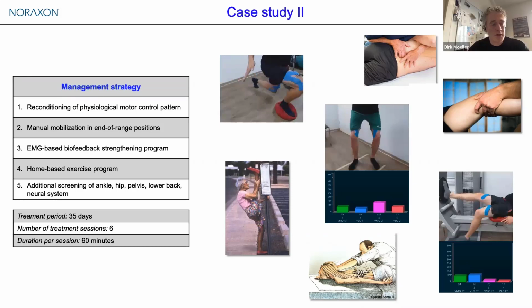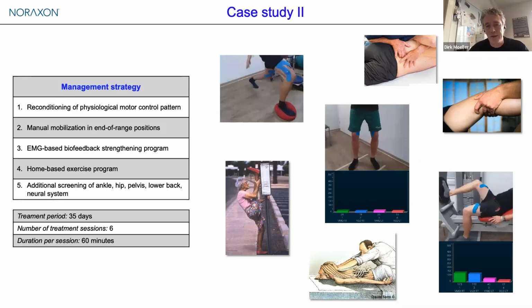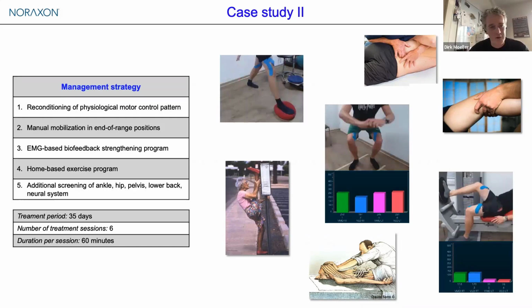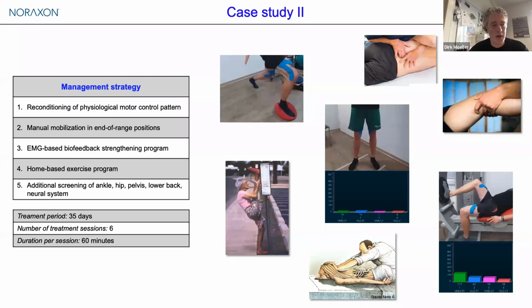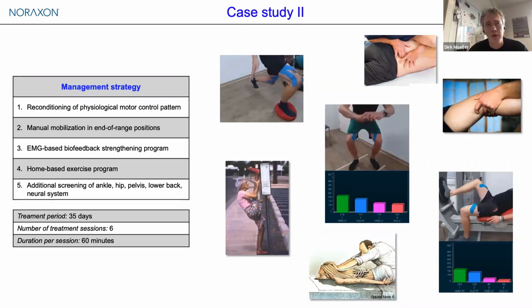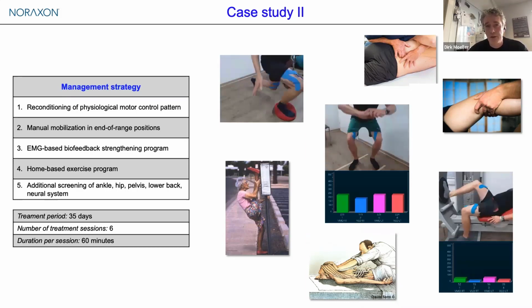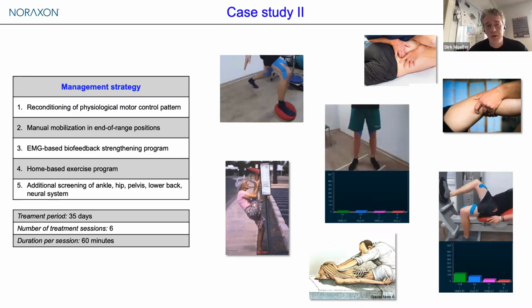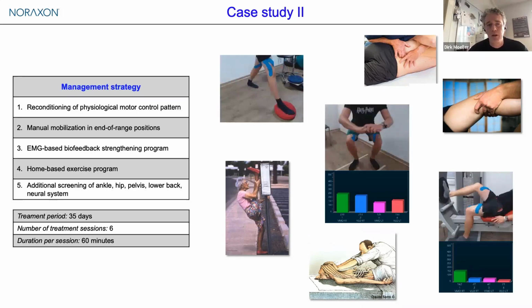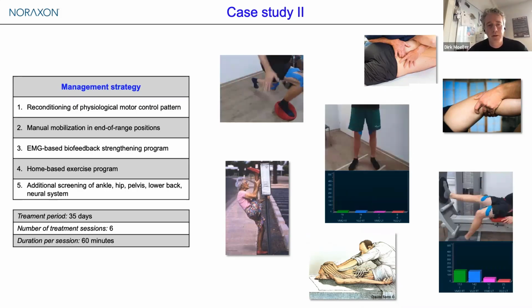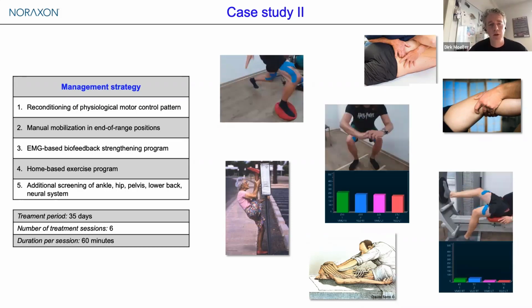We run an EMG-based biofeedback strengthening program in lunges with weights, in leg press, in squatting, but everything with EMG biofeedback, because if he would work without biofeedback, most of the exercise would increase the activity of the VMO, but we want to increase the activity of the VL. So with biofeedback, for him, it was possible to focus on the VL to keep the activity up in the VL and not let the VMO increase. And additionally, the clinical reasoning plan: additional screening of the ankle, hip, pelvis, lower back, and neural system. So the whole complex of factors around the knee that can influence the knee problems.